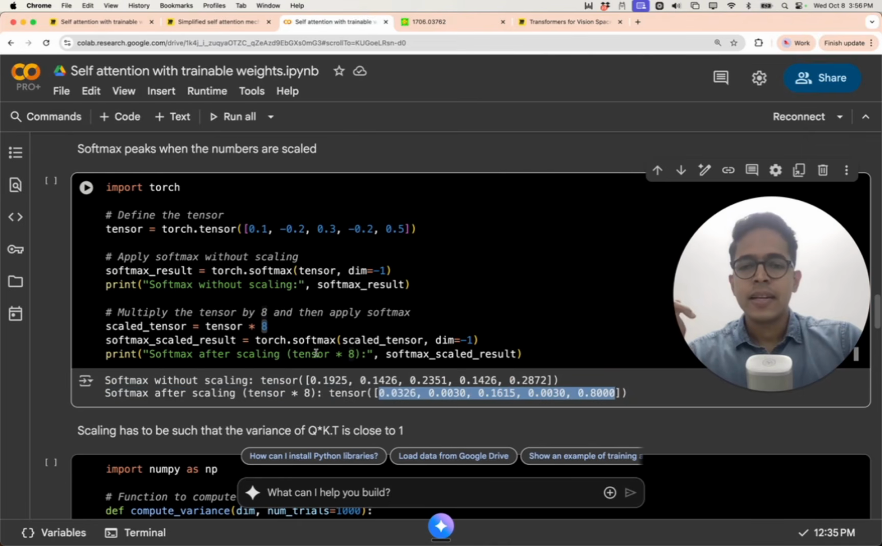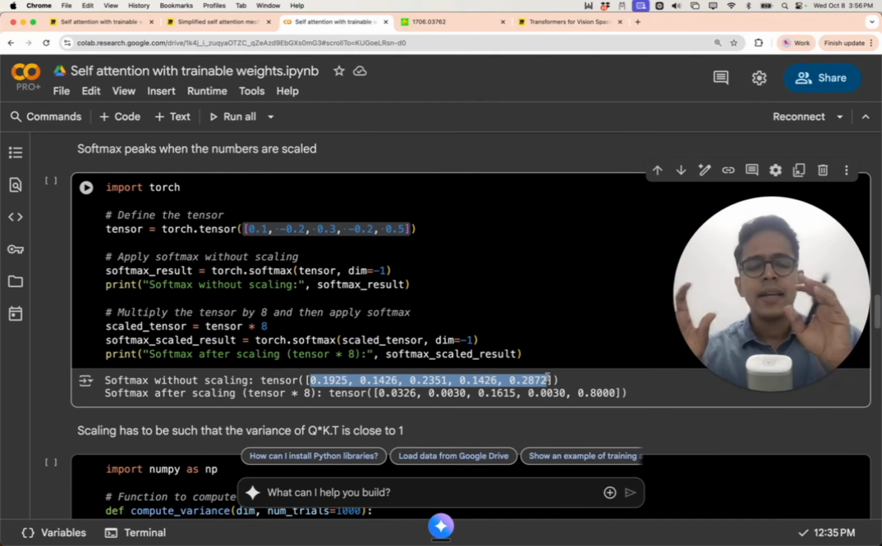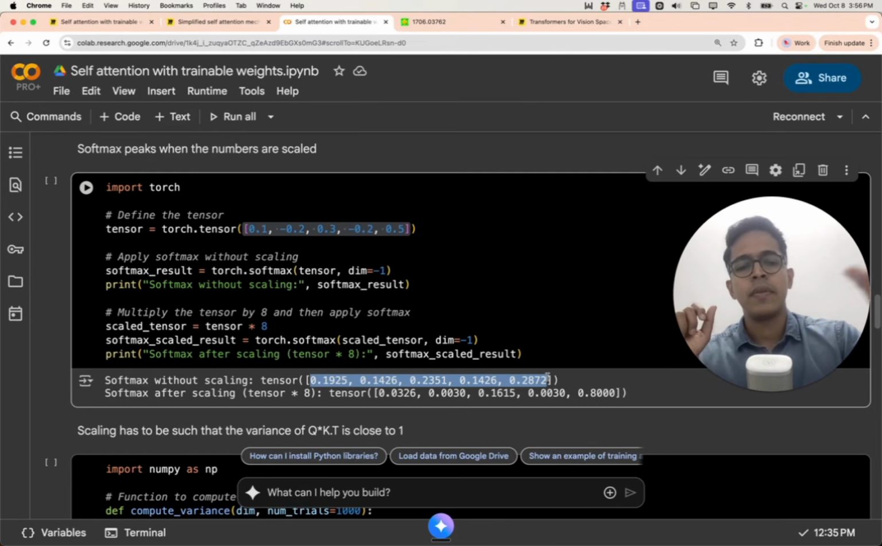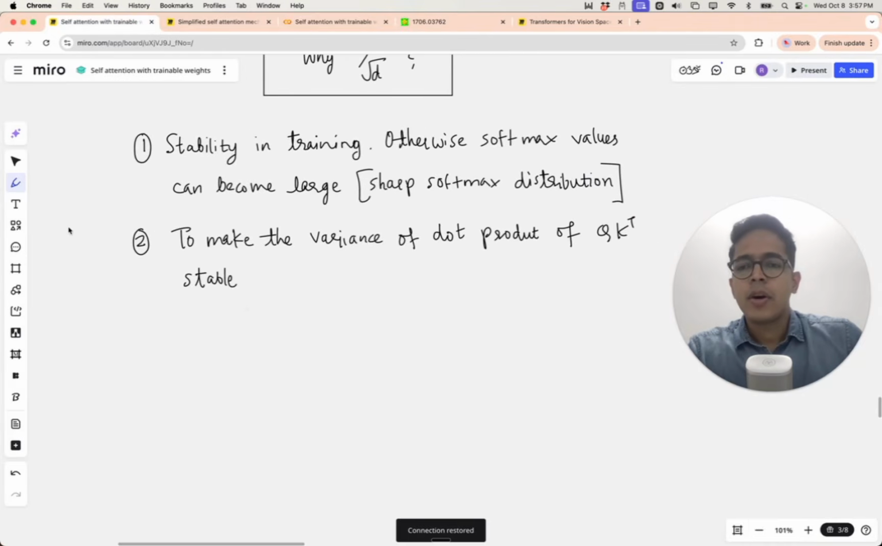So if the original set of numbers were these numbers multiplied by 8, we had to divide those numbers by 8 to get a good softmax distribution like this. Only then can we say that, okay, this much 14% attention is paid to this, 20% attention to this, et cetera. We don't want the entire attention to be paid to just one token. We don't want an extremely peaky distribution of the softmax. So that is one reason. The second reason is that we want to make the variance of the dot product of query multiplied by key transpose somewhat stable.